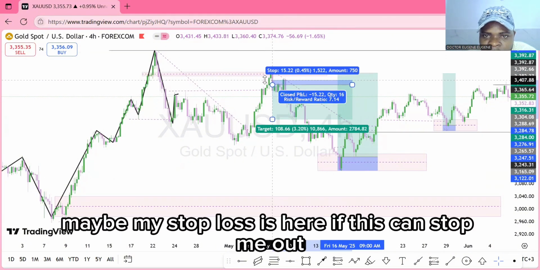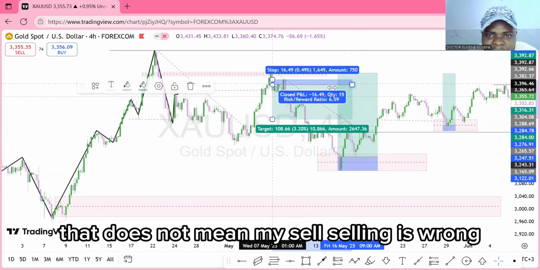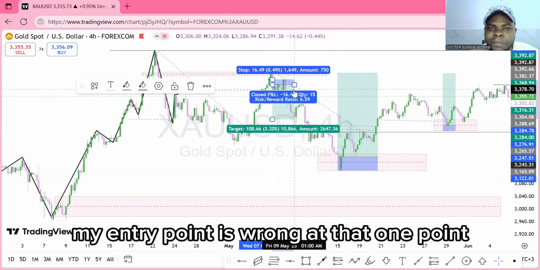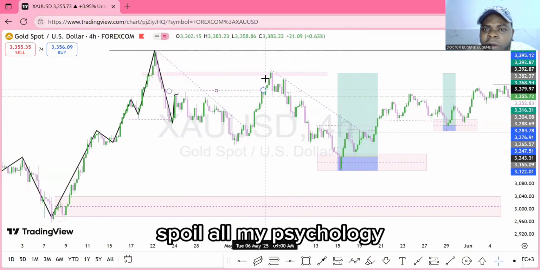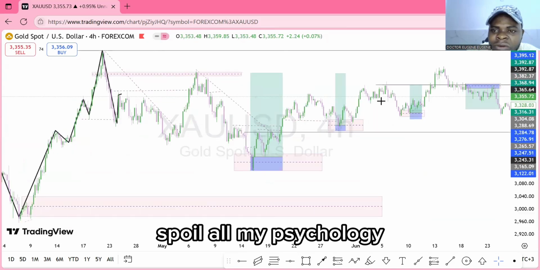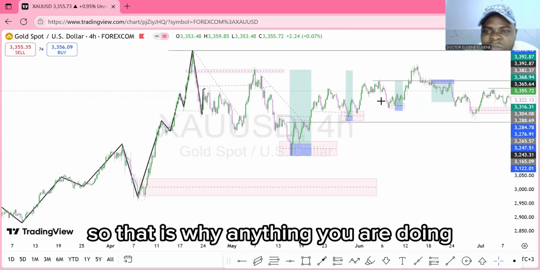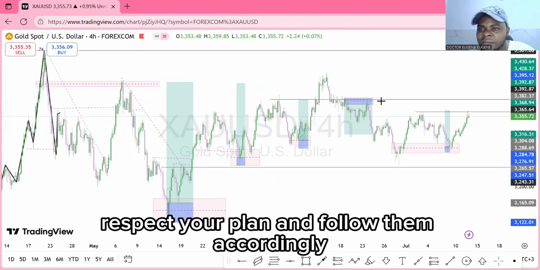Okay, maybe my stop loss is here. If this stops me out, that does not mean my selling is wrong. It means I'm wrong at that moment. My entry point is wrong at that point. And that one wrong entry point shouldn't spoil all my psychology or all my trading for the week or something like that. So that is why in anything you are doing, you have to pay attention, respect your plan, and follow it accordingly.